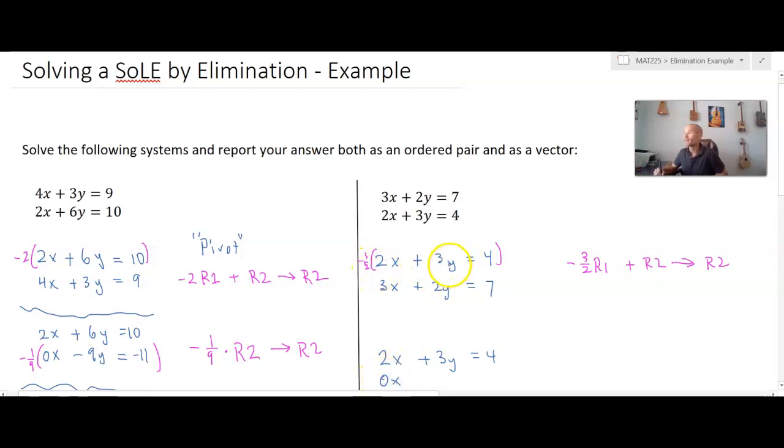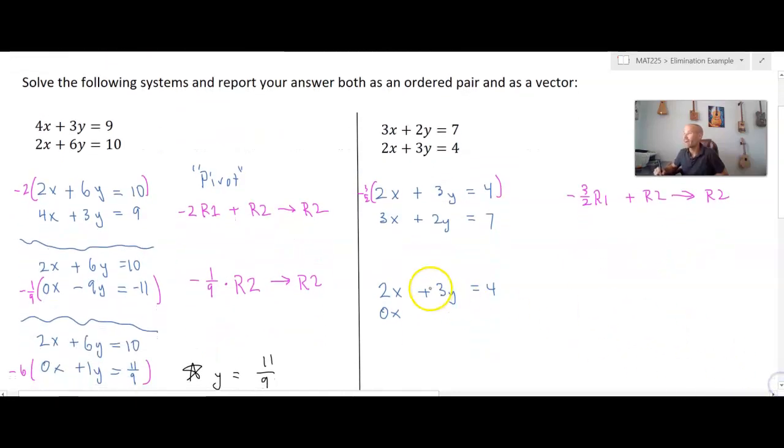Negative 3/2 of 3, let's see, that's going to be negative 9/2. Negative 9/2 added to 2, that's 4/2. That's going to be negative 5/2. And again, you can do this all in your calculator to help you work with the fractions. I'm just kind of doing this in my head as I go.